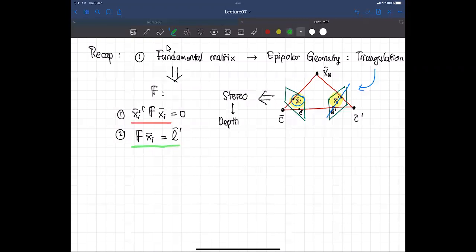Because if you have xi, you do not know xi prime. Given any pixel on the left, you do not know the corresponding pixel on the right. You have to search, and searching the whole right image is time consuming. So we want to limit the search space, and to do that we rely on that blue line, which is called the epipolar line.